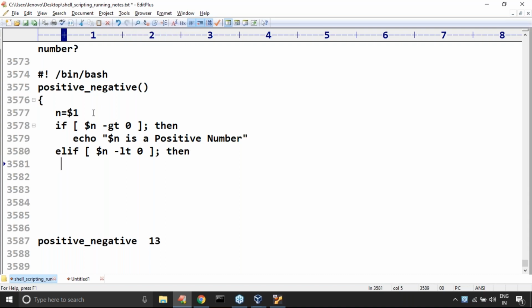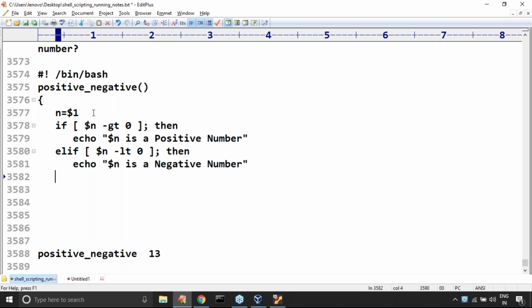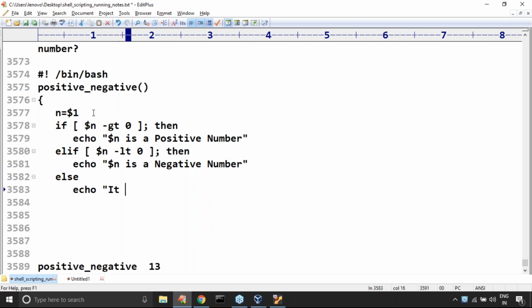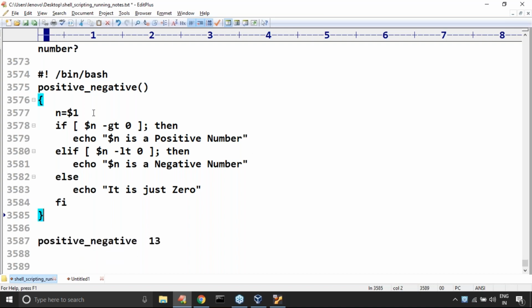Assume that, sir, if it is less than 0, then I can use the words $n is a negative number. If it is not a positive number and not a negative number, it is simply 0. 0 is a neutral value. It is just a 0. Okay, like fi, end of this.